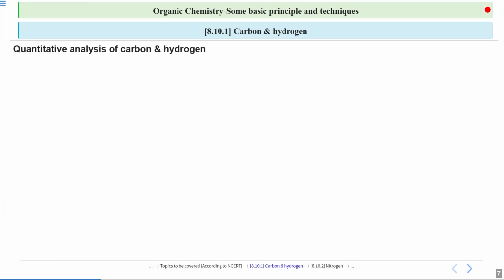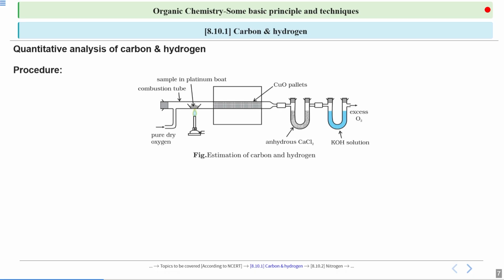Moving on further in the procedure. Now let's study another important part of this procedure, which is absorption. After combustion, the products, water and carbon dioxide, need to be separated and measured. This is done by passing the gases through specific absorbents that capture each product. Understanding this step is important because it allows us to accurately quantify the amount of carbon and hydrogen present in the original compound.